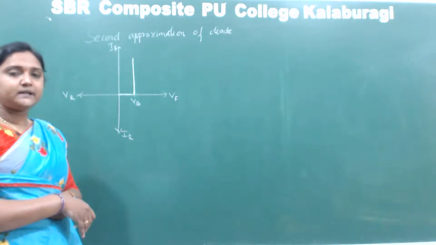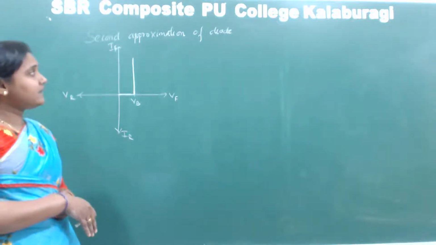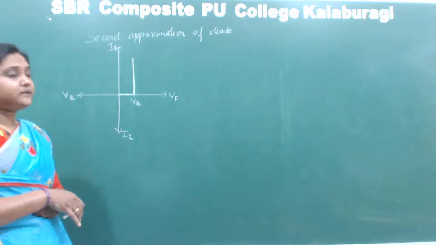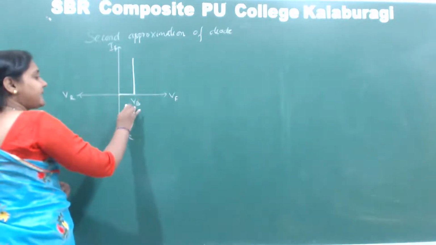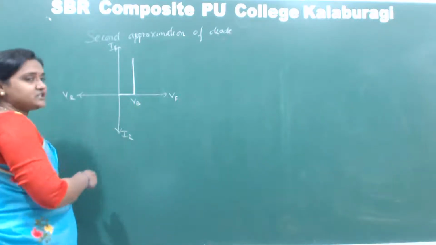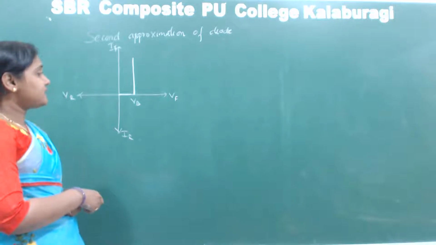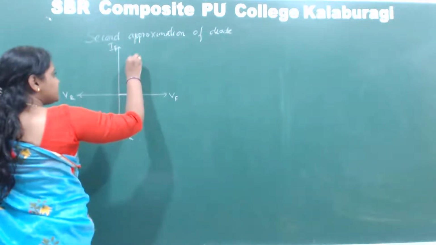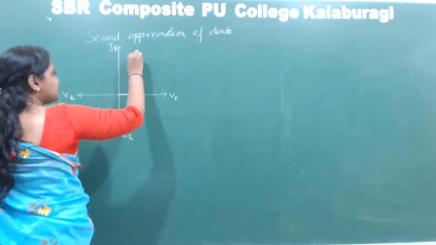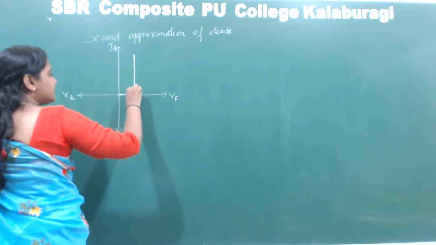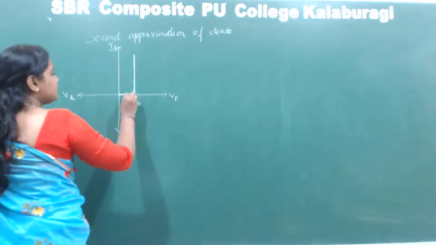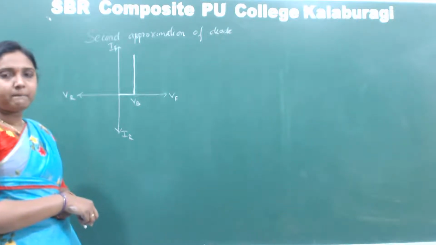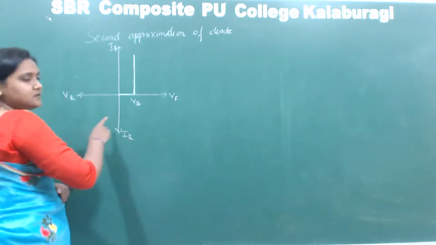Does it happen in the practical case? No. But now we can consider the second approximation to be partially ideal, because we are considering the practical value of the barrier voltage being here. The voltage is there, but it is still giving a straight response. That is not the case with the actual diode. The diode gradually starts conducting, so slowly the value is going to increase here. So this is the second approximation.